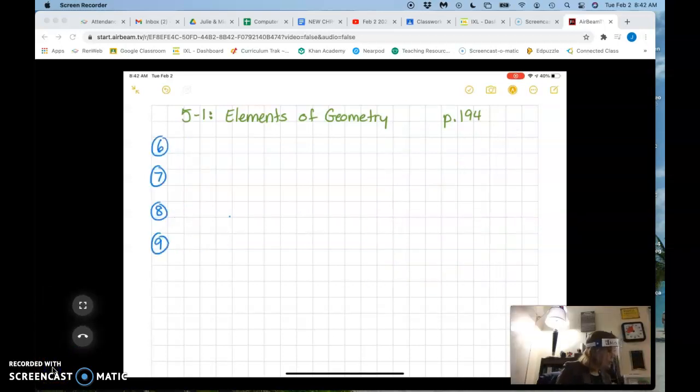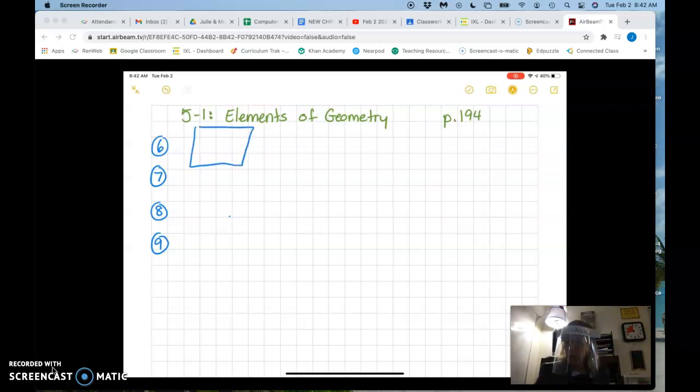Okay, so number 6 says points A, B, and C are non-collinear. It says draw a figure to illustrate each situation. Remember, to make a plane, we need 3 non-collinear points. So if A, B, and C are non-collinear, that means they can be in the same plane. So that would be our picture for number 6.